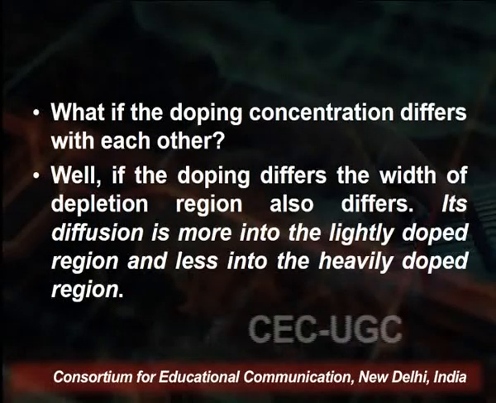Now what if the doping concentration differs, when holes are more compared to the electrons, or electrons more compared to the holes? What will happen when the p and n type concentrations are different? Well, if the doping differs, the width of the depletion region also differs. It diffuses more into the lightly doped region and less into the heavily doped region.